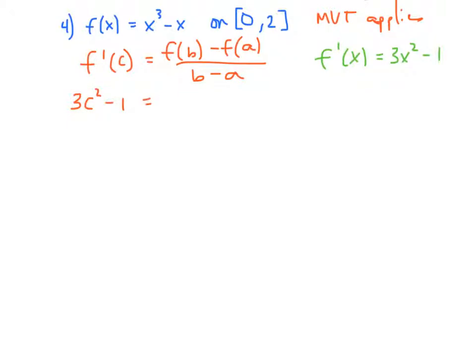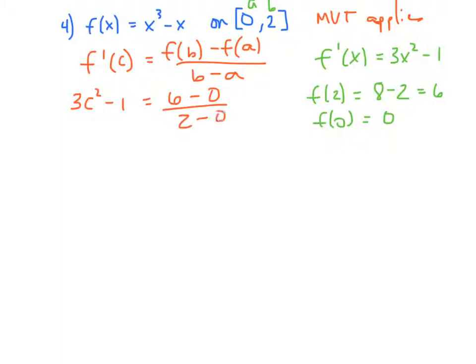All right, now let's figure out f of b. So in this case, remember, your a and your b are right up here, a and b. So f of 2 would equal 2 cubed, which is 8, minus 2 would be 6, and f of 0 would be 0. All right, and so I'm going to go ahead and plug those in. So I would have 6 minus 0 over 2 minus 0. And so I get 3c squared minus 1 is equal to 6 over 2, which is 3. So 3c squared is equal to 4. C squared is equal to 4/3.